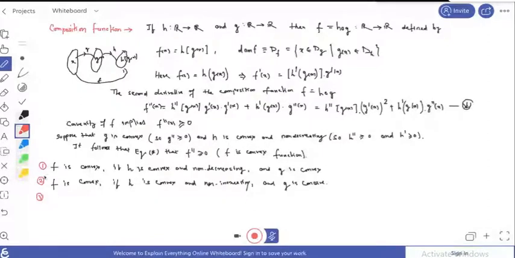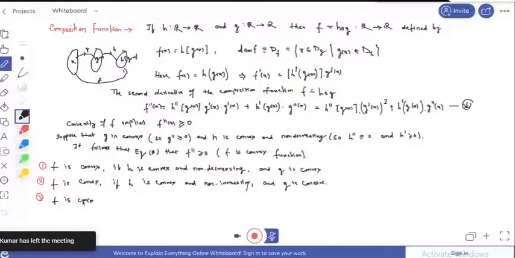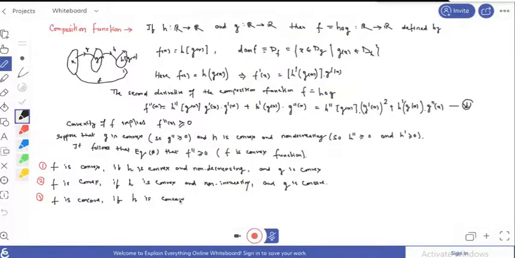So here F is concave if H is concave and non-decreasing, and G is concave.